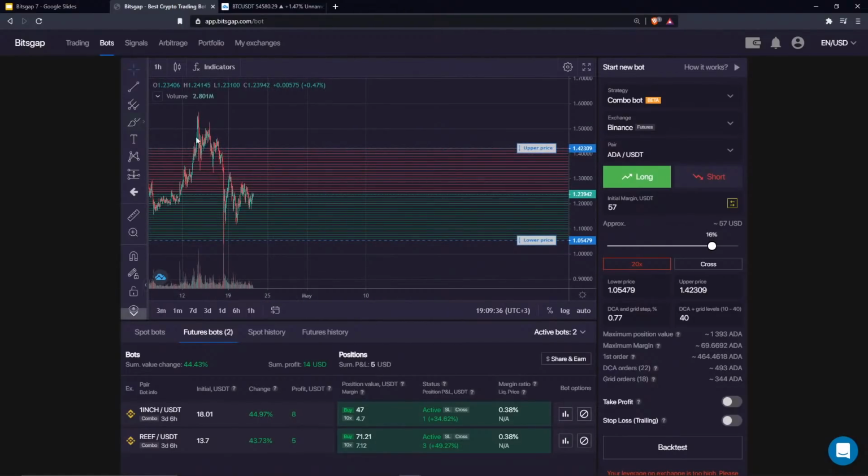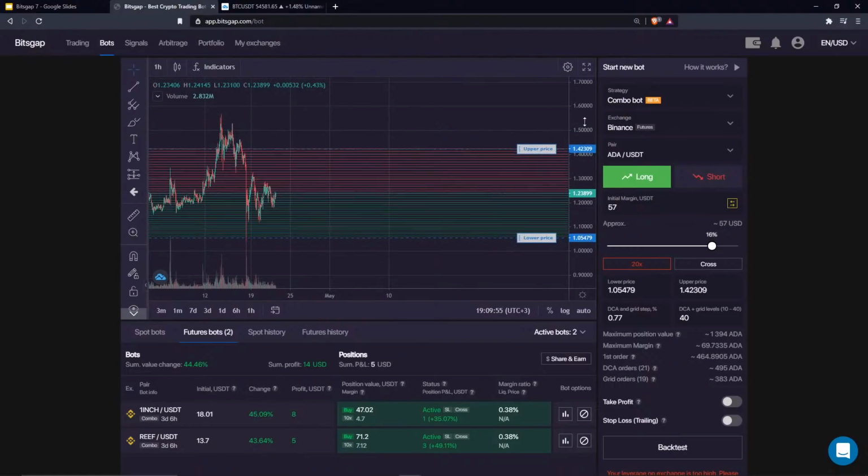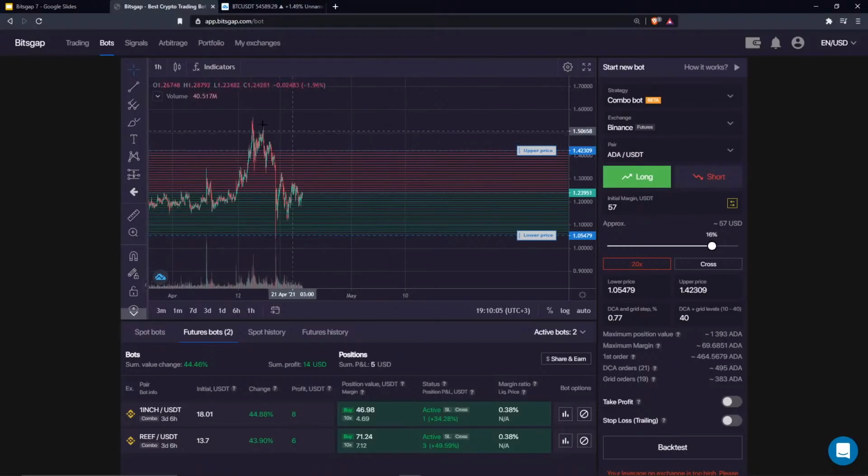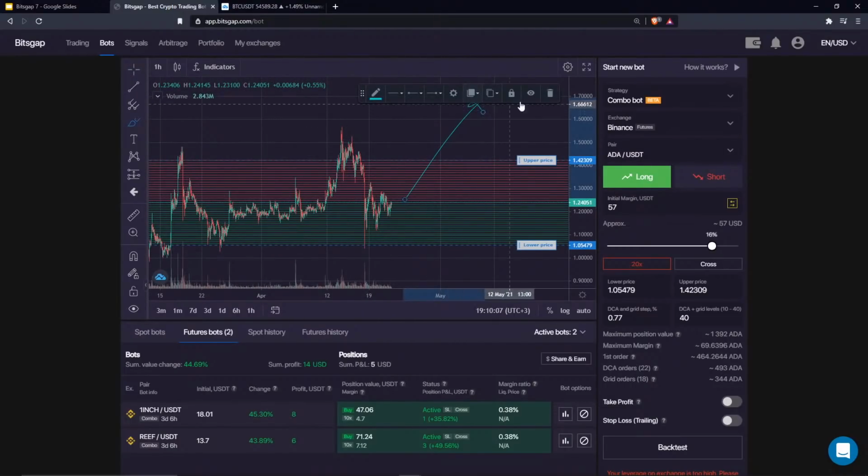So grid levels are here. Here's DCA in this case, whereas in traditional bots, which is the classic bot and the S bot, we have only grid levels. So that's the primary difference in the order types that are used in the algorithm. So let's assume that I want to enter the market on Cardano USDT, and I anticipate the market to go higher. So that's why I'm going to stick with the long strategy here.